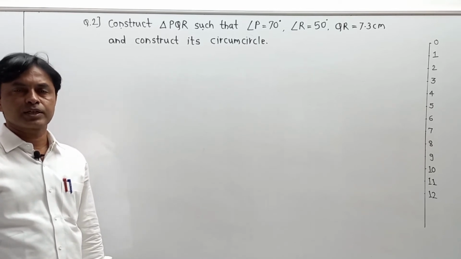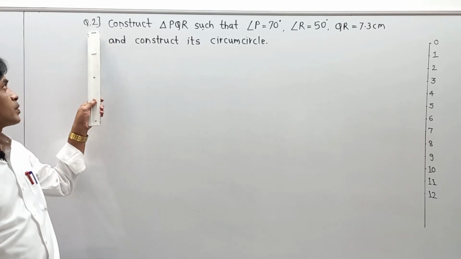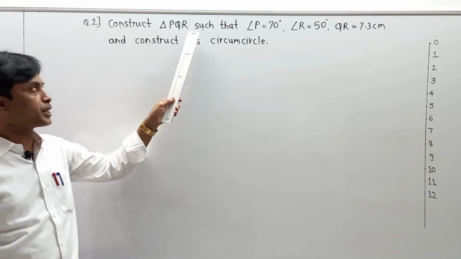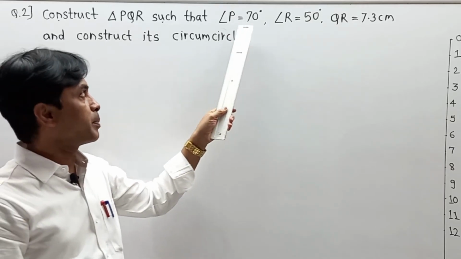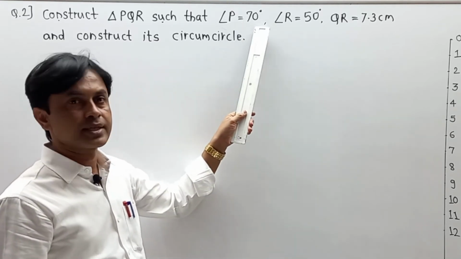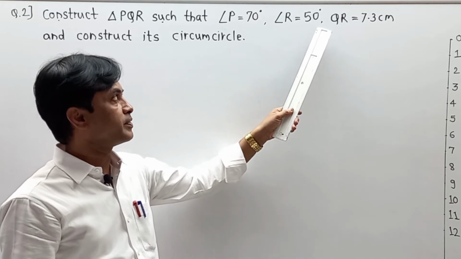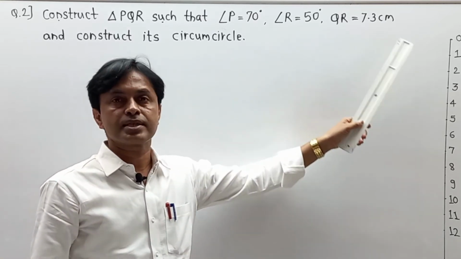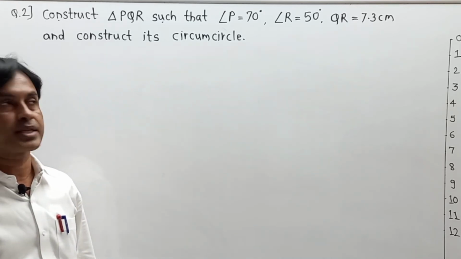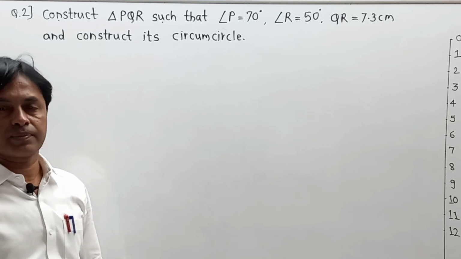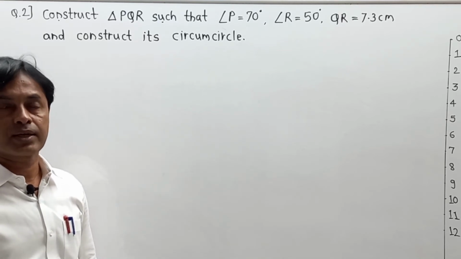Now starting the second question, question number 2. Construct triangle PQR such that angle P is 70 degrees, angle R is 50 degrees, and QR is equal to 7.3 centimeters. QR is 7.3, meaning it acts as the base, and construct its circumcircle. Now please try to understand over here.